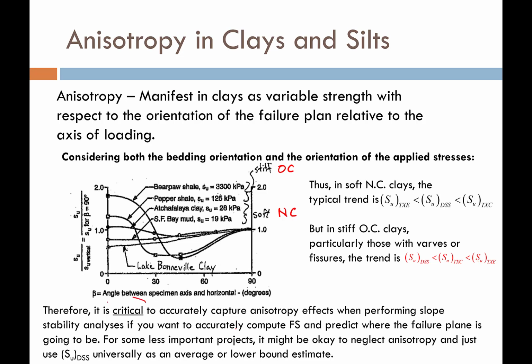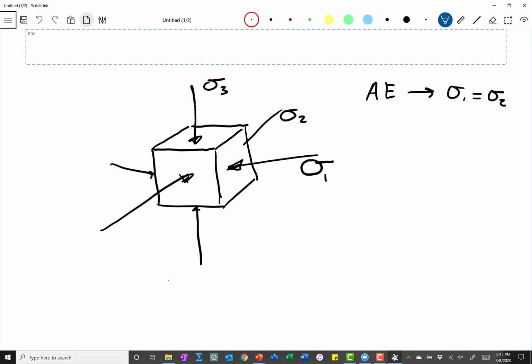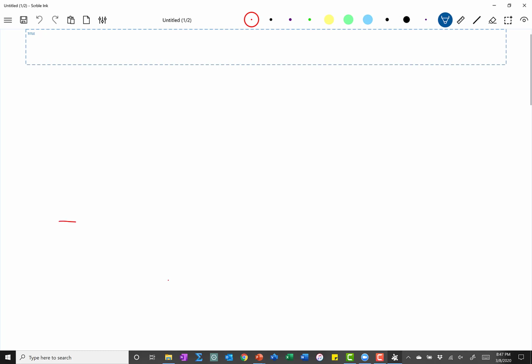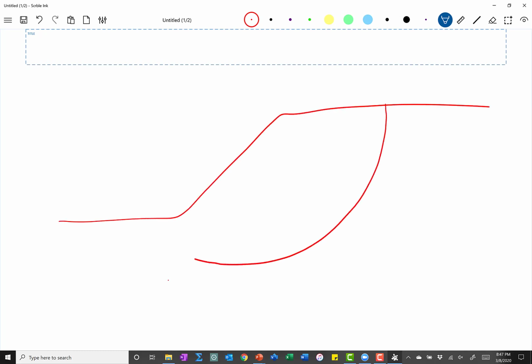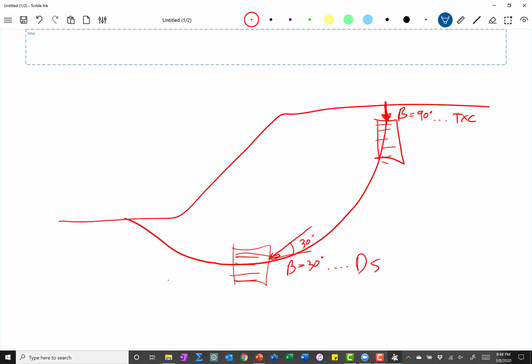So why is this important? Well, if you're doing a slope stability analysis and you have your slope that looks like this, and your computer develops a failure plane that goes like this, the computer program is going to assume that the soil is all deposited like this. So it's going to look at the failure plane coming in and say that's beta equals 90 degrees, hence that's triaxial compression. And down here at the bottom, when that failure plane's coming in at 30 degrees, the computer is going to say that's direct simple shear.